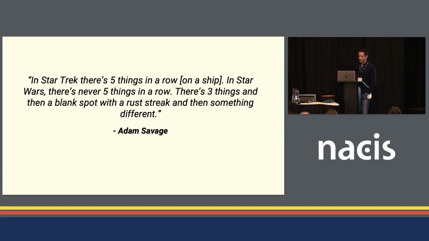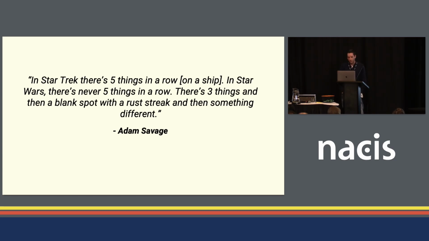To that effect, I wanted to share this quote on the topic of world building from Adam Savage, of Mythbusters fame, who had a long career in special effects model making for Star Wars, etc. at ILM. He was describing the difference between the construction of models for Star Trek ships and Star Wars ships, and stated that in Star Trek there's 5 things neatly in a row on a ship, and in Star Wars there's never 5 things in a row. There's 3 things and then a blank spot with a rust streak and then something different.